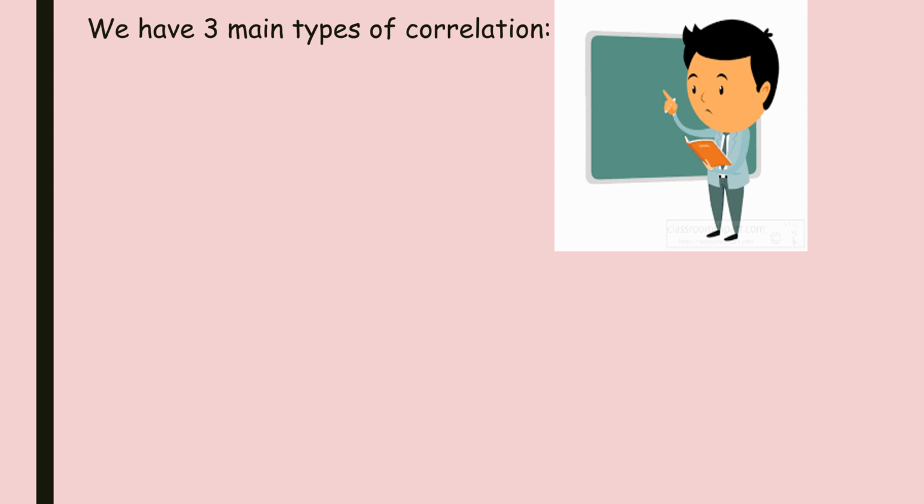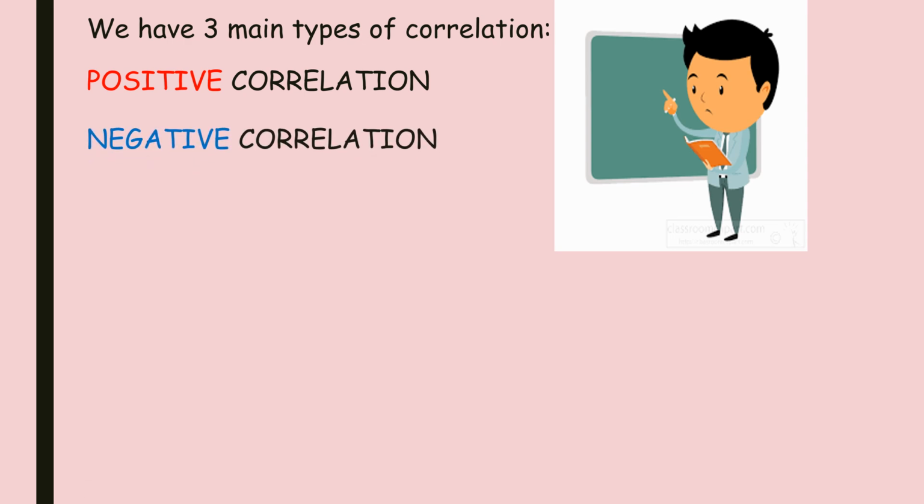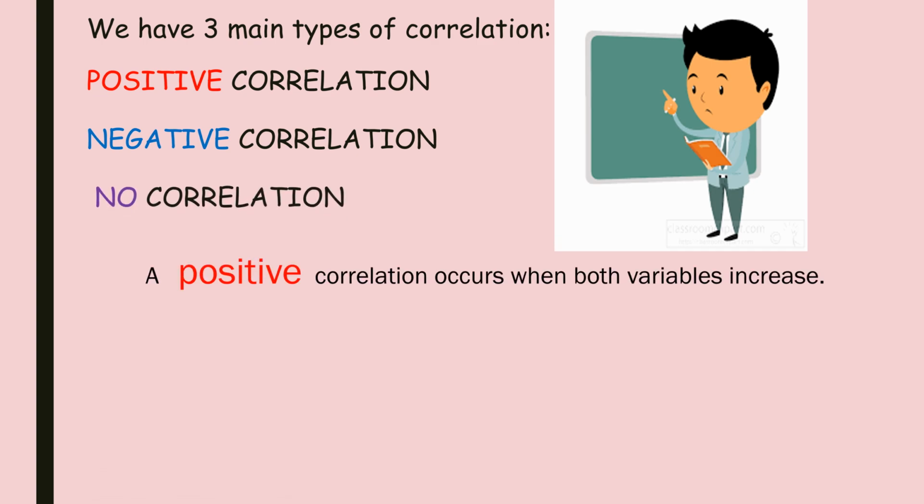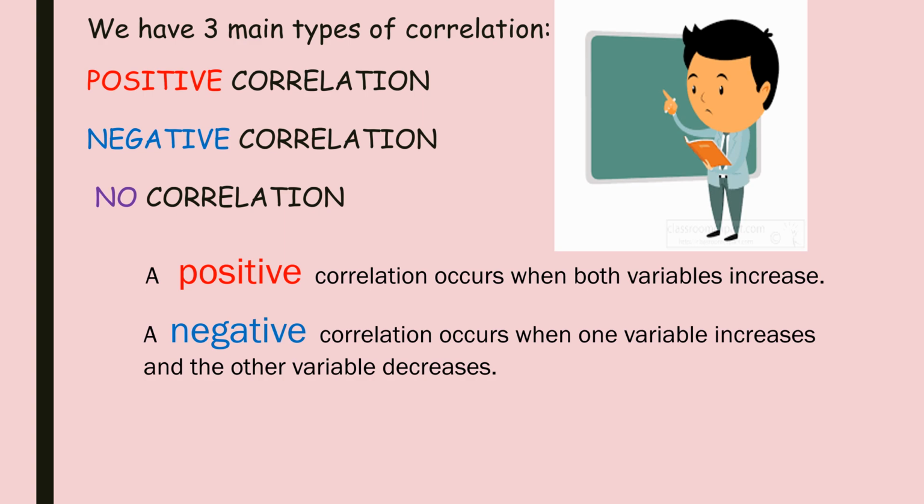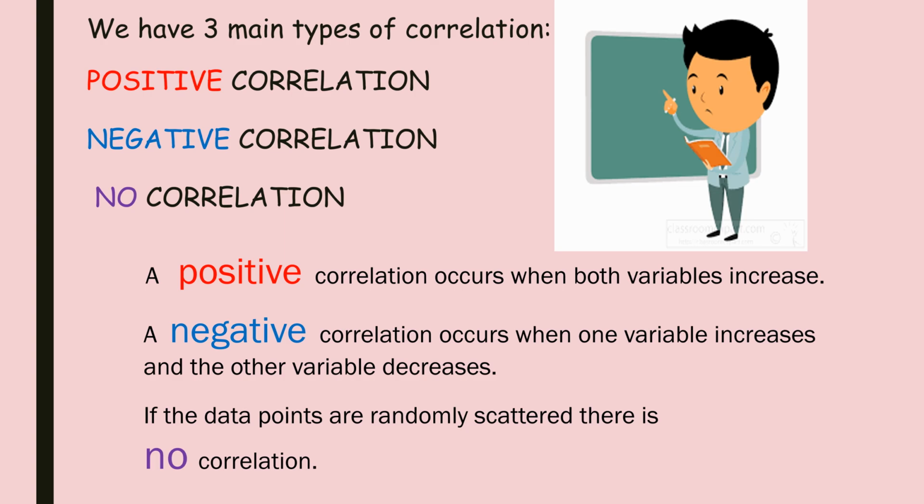So let's take a look at the three main types of correlation we have. The first one is positive correlation. The second one is negative correlation. And the third one is no correlation. A positive correlation occurs when both variables increase. A negative correlation occurs when one variable increases and the other variable decreases. Also, if the data points are randomly scattered, there is no correlation. We're going to discuss this in detail in the next slide.